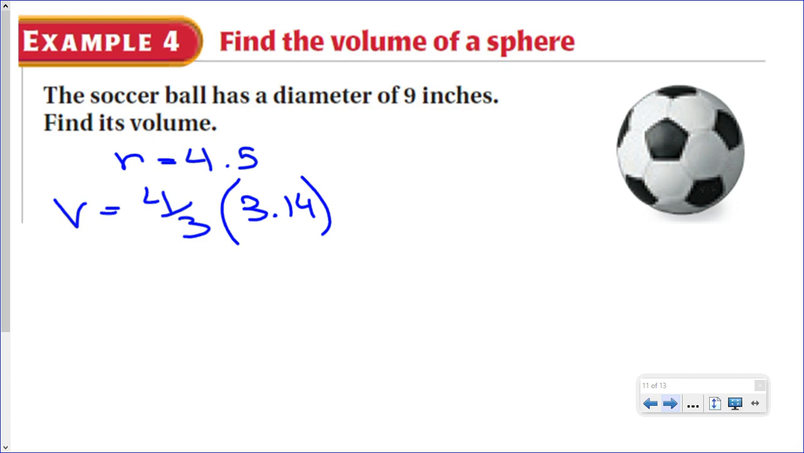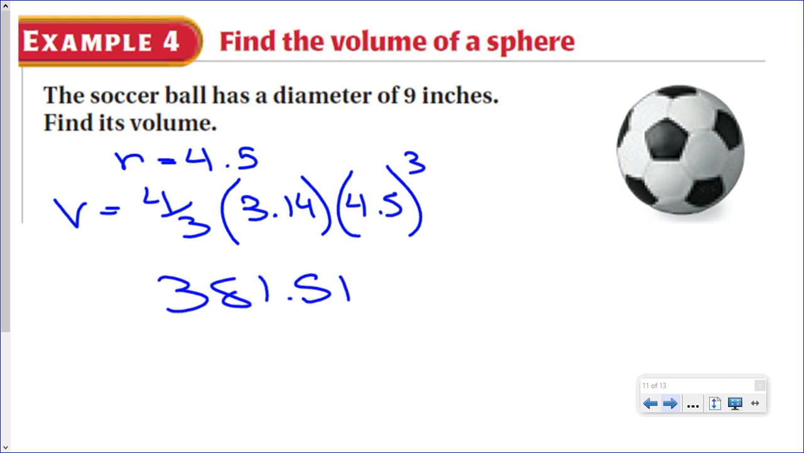Pi, and then r raised to the third power. R is 4.5, and you raise it to the third power. Finishing this, you want to do your exponents first. So take 4.5, raise it to the third power, multiply it by 3.14, then multiply it by 4, and then divide by 3. There's different ways of doing it, but that's how I usually do it. You run that all through your calculator, and get 381.51. And since this is volume, label this inches cubed.